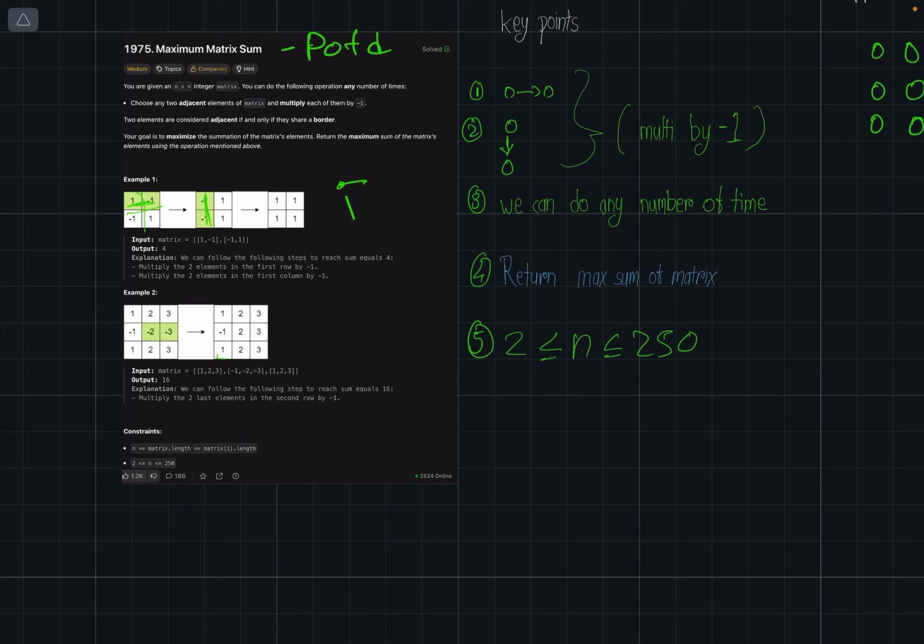Consider that it should be bordering only. It can't be diagonal. Okay. Only adjacent. Your goal is to maximize the sum of the matrix.